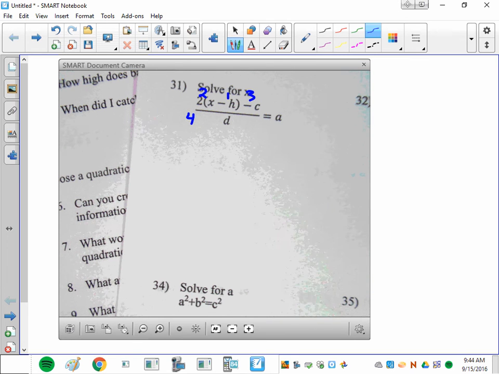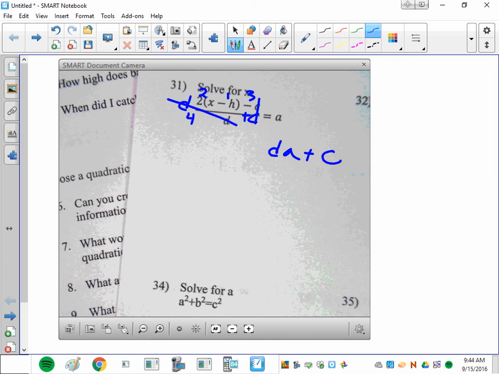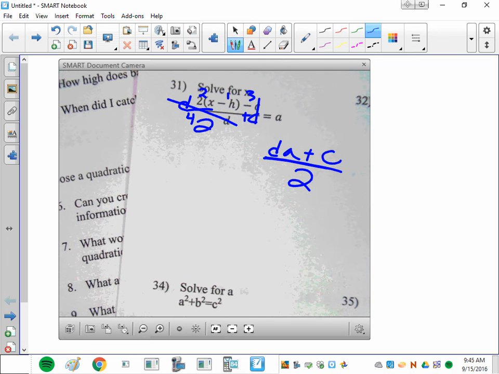So when we solve in reverse order, I'm going to multiply by D, so dA. What would be next? So I multiply by D and the D's cancel. Then what? I need to add C, undo step 3, so plus C, those cancel. Next, divide by 2. And when you divide multiple things by 2, just divide all of it by 2. And lastly, plus H, and this would equal X.